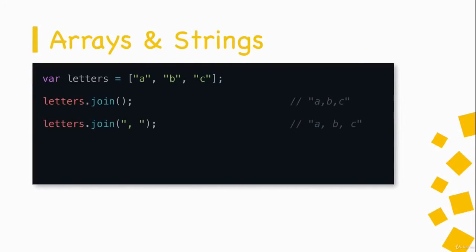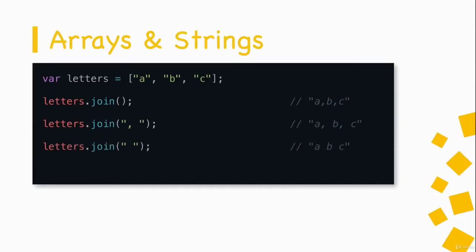However, having A,B,C doesn't actually look very good because we usually put a space after a comma. Thankfully, the join method can accept an optional parameter, which allows you to specify exactly what you'll put as the separator between the element values. So in this case, letters.join and then a string, which is just a comma and then a space, tells JavaScript to separate the elements using comma and space. So the resulting string is A, B, C, but with proper spaces after the commas, which looks better.